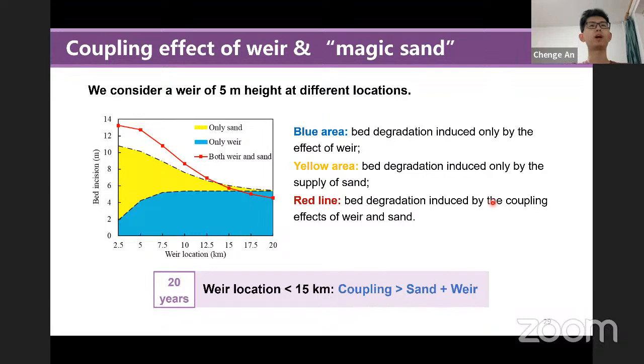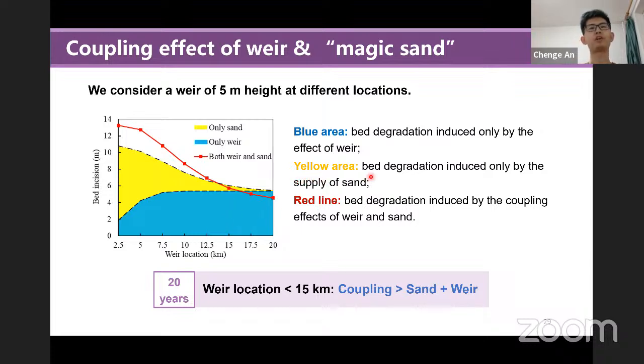And when coupling the effect of weir and magic sand, we find interestingly that the two effects can enhance each other. This figure shows how the coupling effect works. The blue area shows the bed degradation induced only by the effect of weir. That is, we only consider there's only a weir in the channel, but no fine sediment supply.